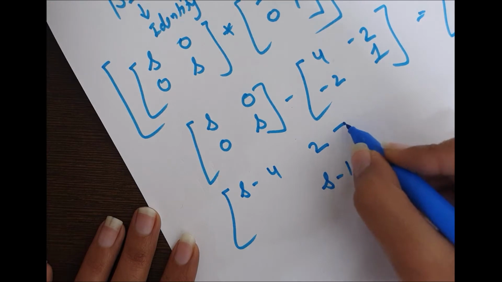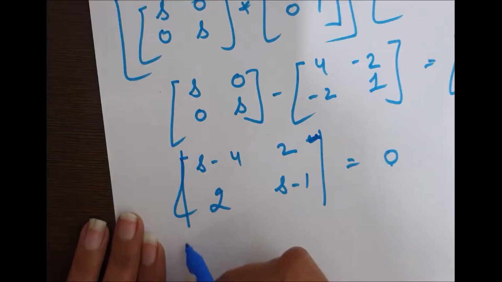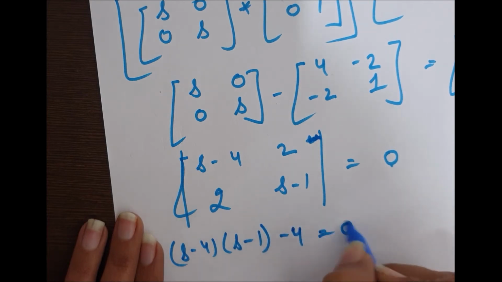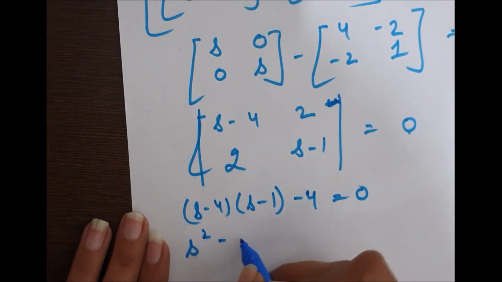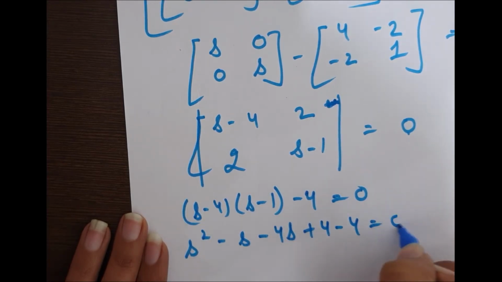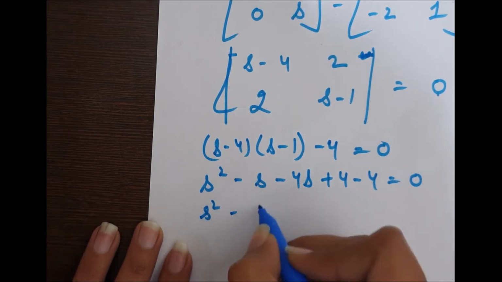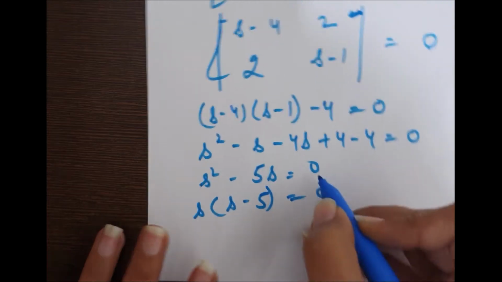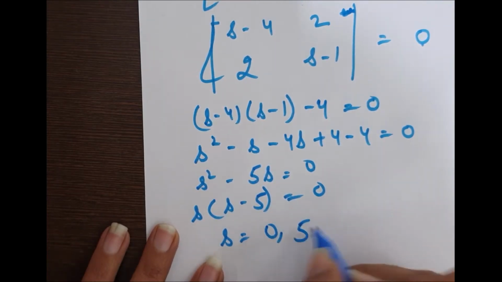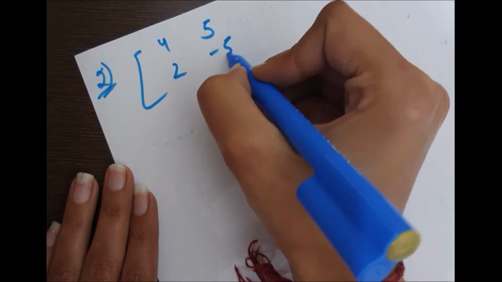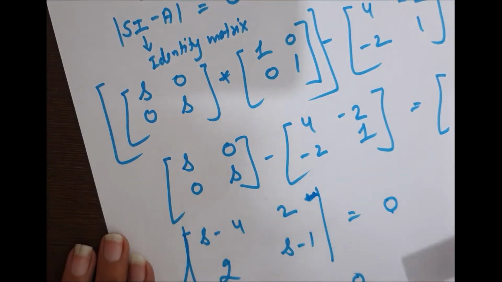After subtraction, take its determinant. Now we get two eigenvalues. Now second example. I am writing this step directly.